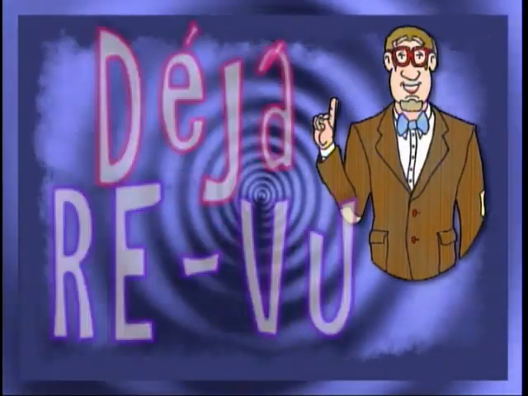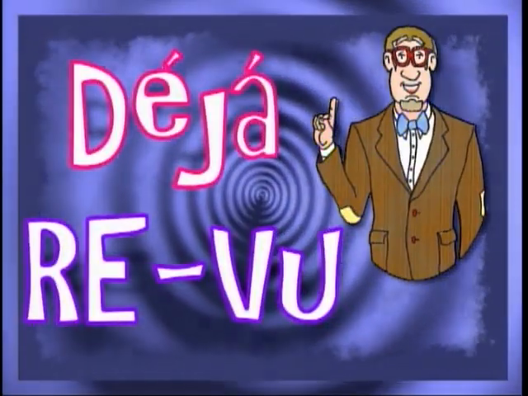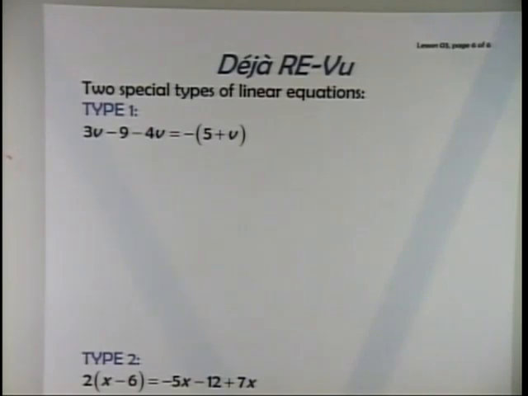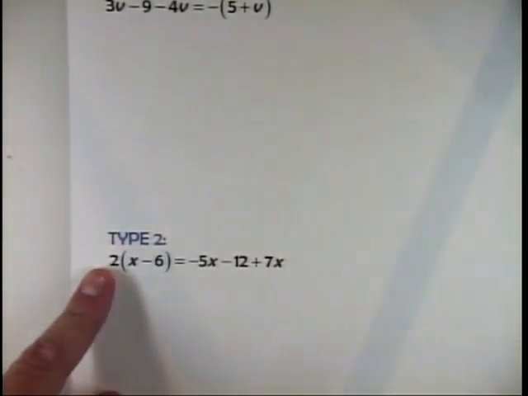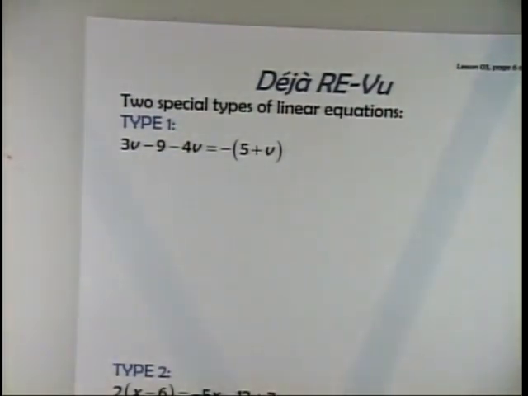Now it's time for the program called Deja Review. All right, so we're going to look at two special types of linear equations today. The first type we're going to call type 1. Very appropriate name. The second type, yep, type 2. All right, so let's look at type 1.